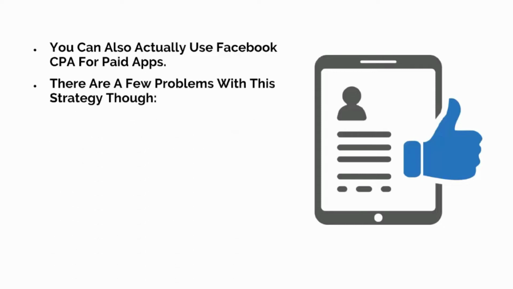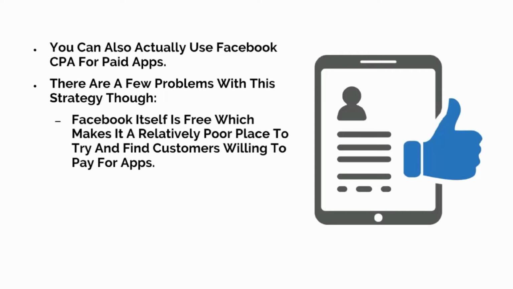And here's an exciting bit of news. You can actually use Facebook's CPA for paid apps. That means, theoretically, you can have a direct profit for every click and essentially pay Facebook on a commission basis. There are a few problems with this strategy though. For starters, Facebook itself is free, which makes it a relatively poor place to try and find customers willing to pay for apps.